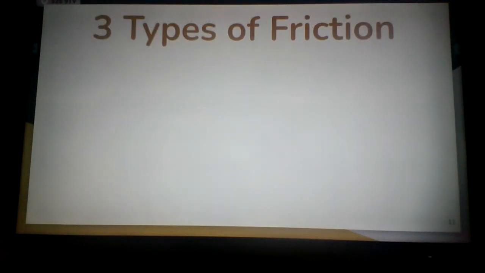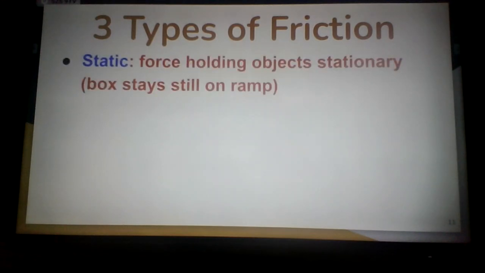All right, almost done. 3 types of friction, and their names actually define themselves. Sometimes in science, words have fancy wording, but a very simple meaning. Well, in this case, the wording and the meaning are very simple. Static friction is a force holding objects stationary. Remember, static means not moving.